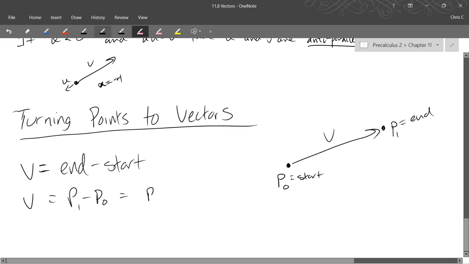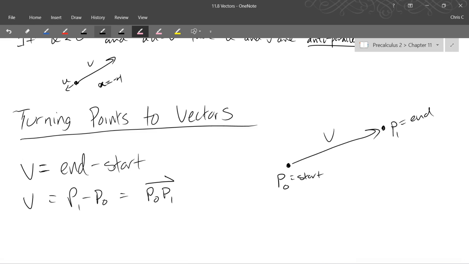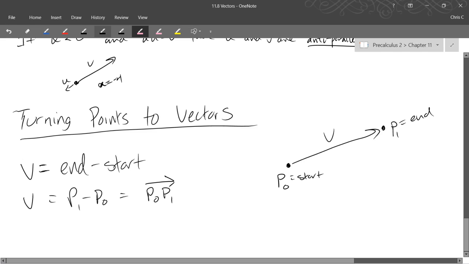Another notation, a lot of people use this notation right here. It's the vector from p0 to p1. So the arrow above, you can make it a full arrow if you want to. That says it's the vector from p0 to p1.